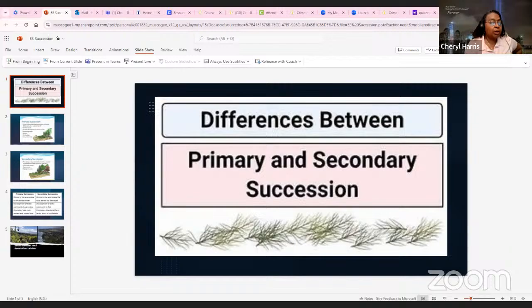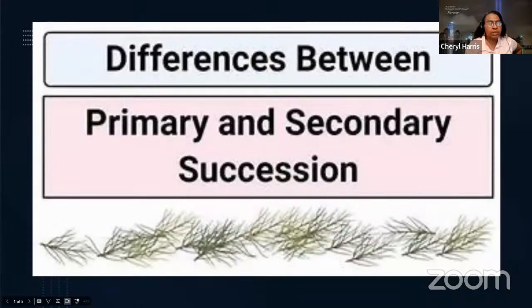We talked about what is succession yesterday, and then I don't think we went as far as talking about there are two types of succession. So we're going to do that first. Look at the two types of succession, what exactly succession is, and then I'll talk about your Maui project.